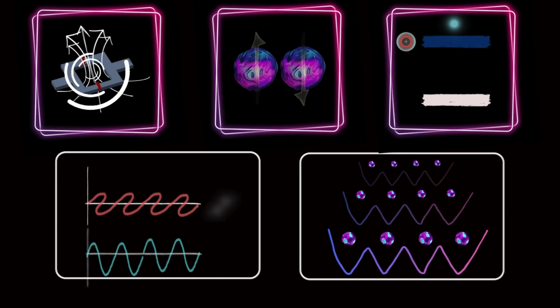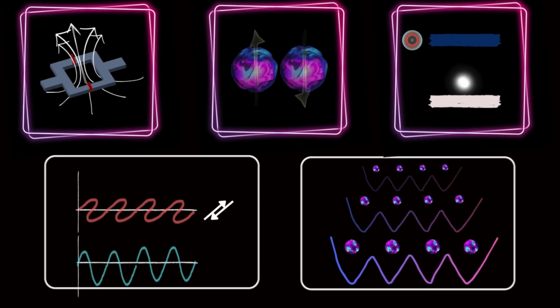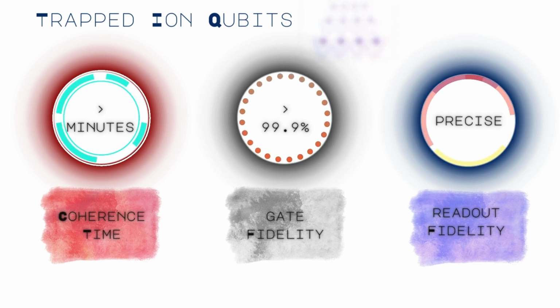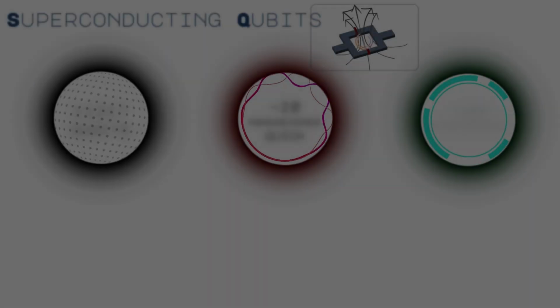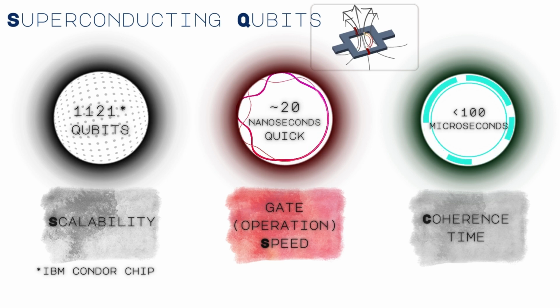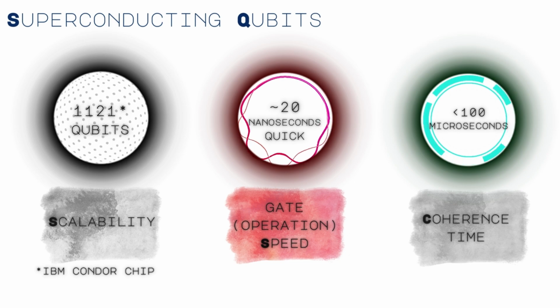No single qubit type satisfies all quantum computing criteria perfectly, but each excels in specific metrics. For example, trapped ion qubits lead in coherence time, exceeding the minutes level, with gate fidelities over 99.9%, and offer precise readout. Superconducting qubits dominate scalability and speed, achieving gate operations in under 20 nanoseconds and integrating thousands of qubits.